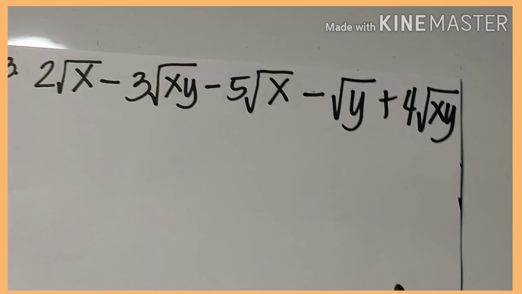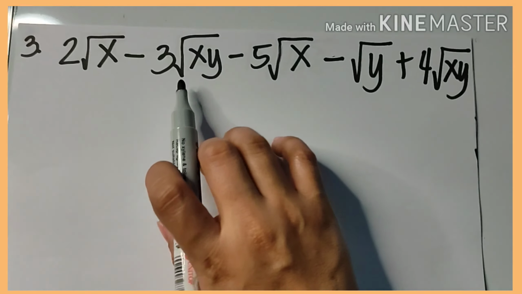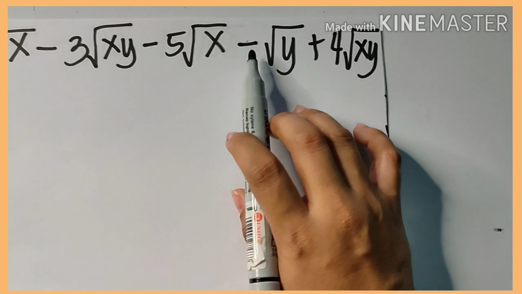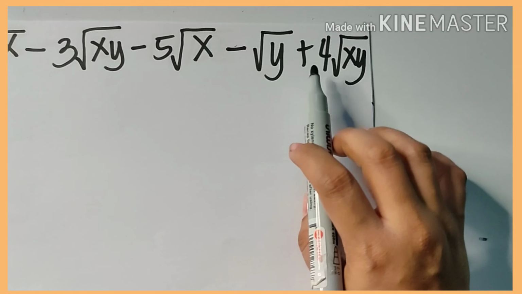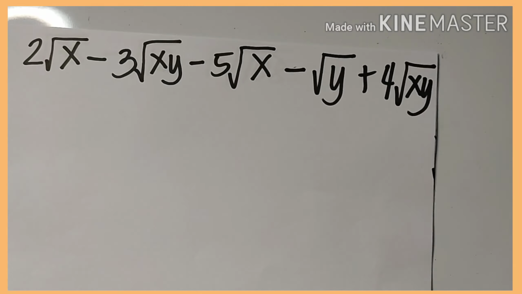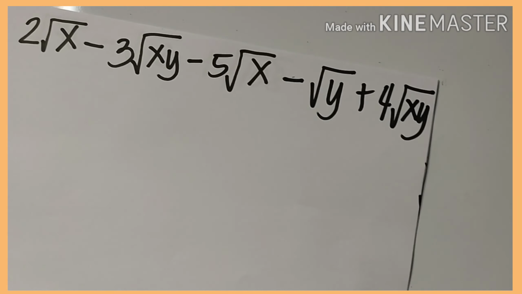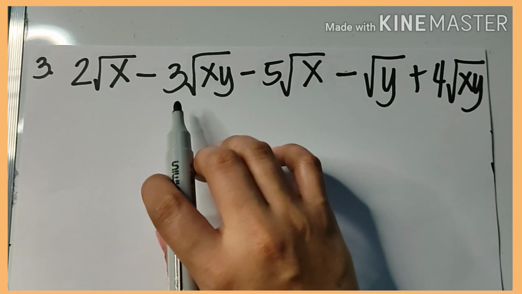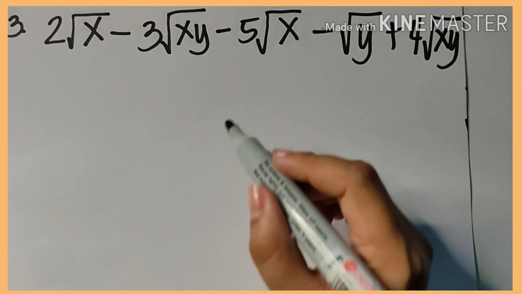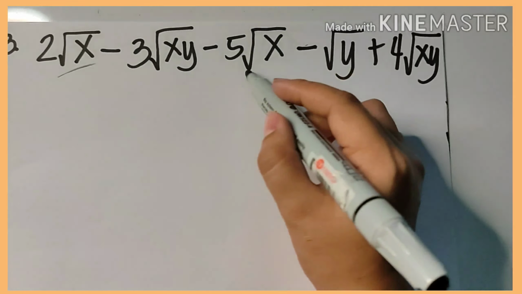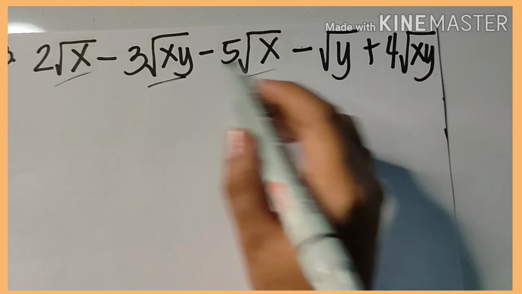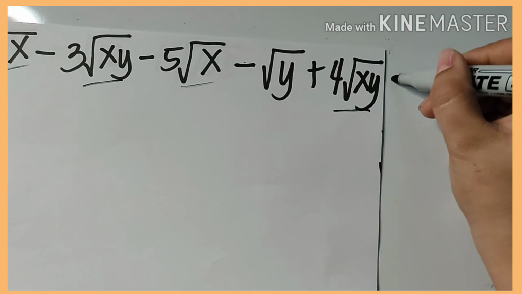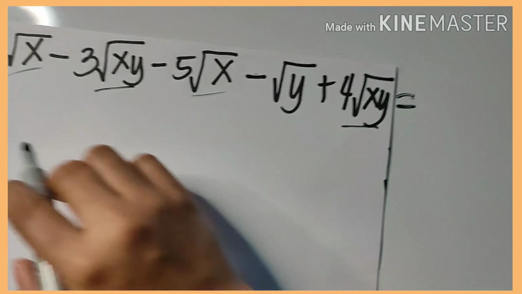So we have here 2 square root of x minus 3 square root of xy minus 5 square root of x minus square root of y plus 4 square root of xy. What we're going to do here is combine like terms. So what are the like terms? First we have the square root of x and the square root of x. We have xy and xy. So we're just going to combine those.